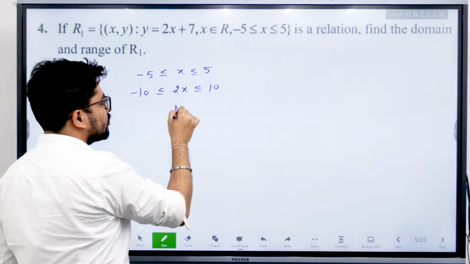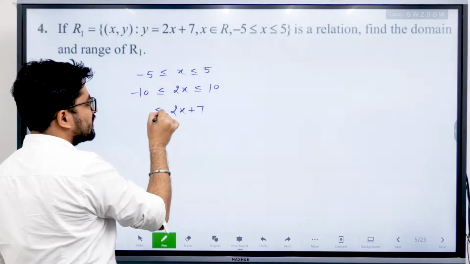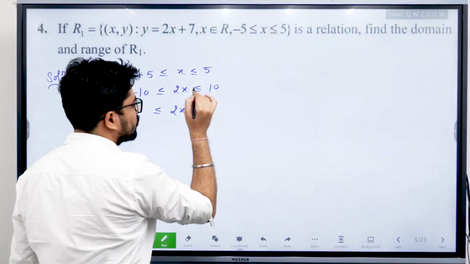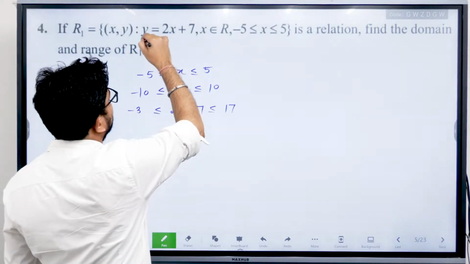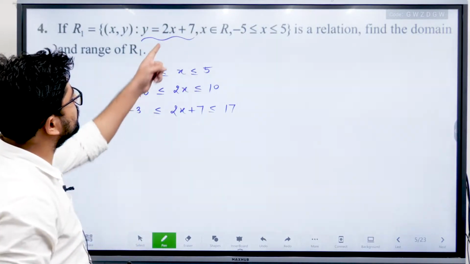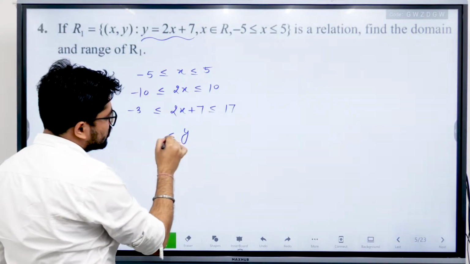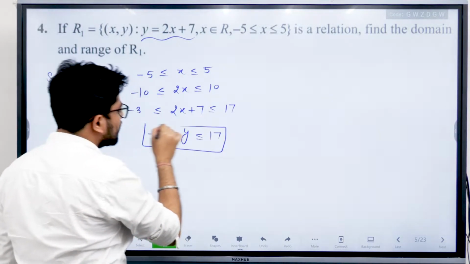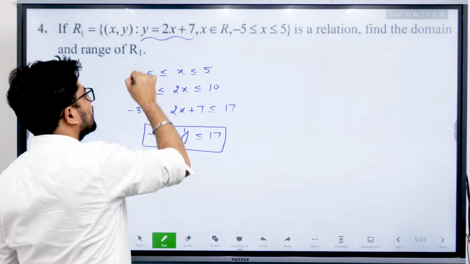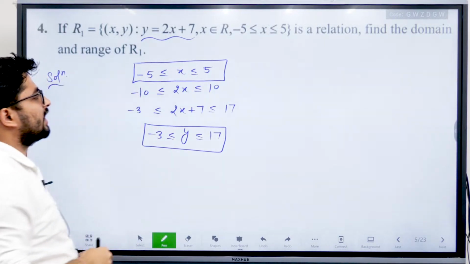If we add the same number on both sides, then the inequality remains the same. So add 7 on both sides of your inequality, and you will get this. Now, 2x + 7 is what? Observe this one, 2x + 7 is y. So you can say y is from -3 to 17. Okay, these are the possible values of your y, and these are the possible values of your x.